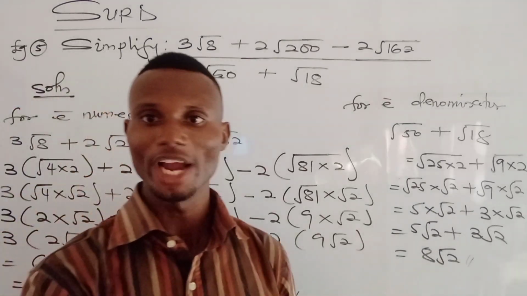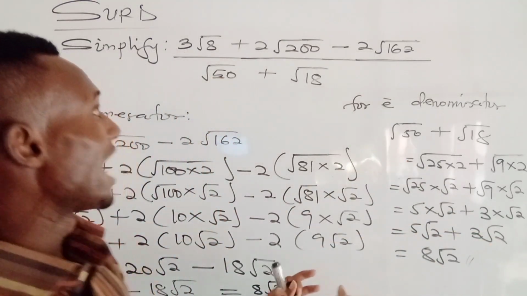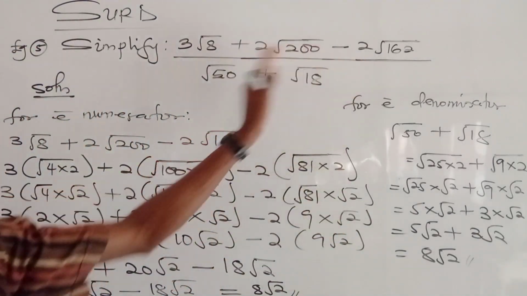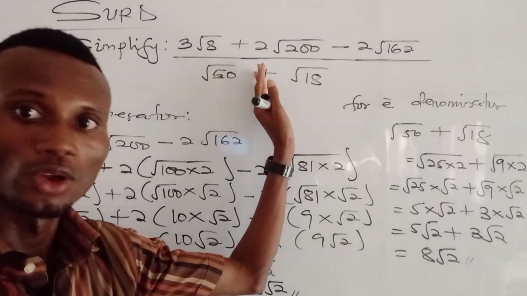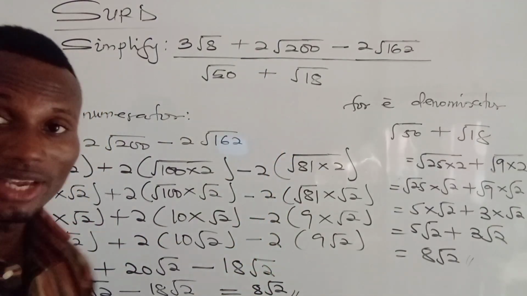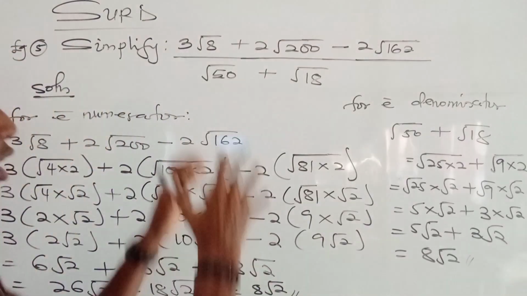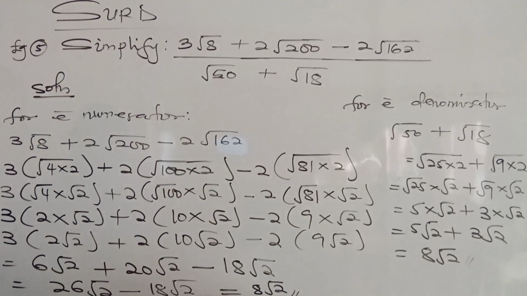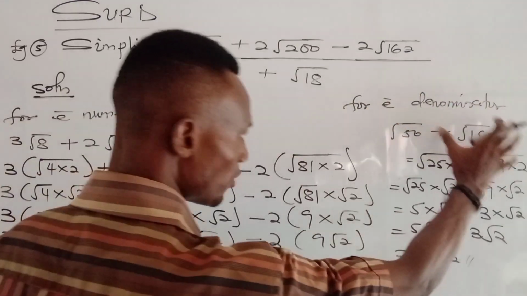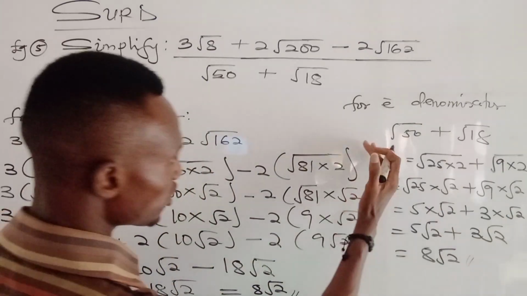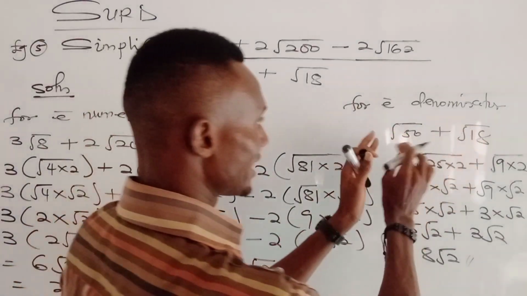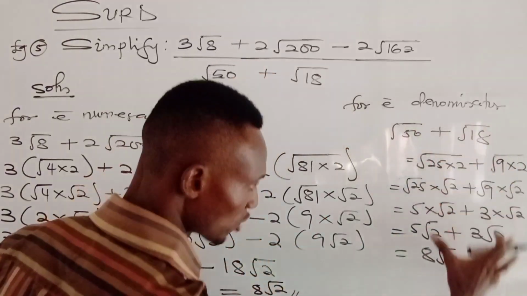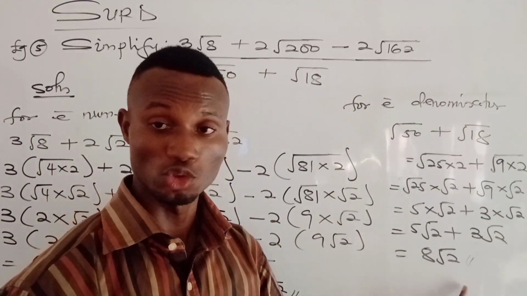Okay, so now we have to join everything together. I need more space to continue, so I'm going to clean this side so that we can continue from here. I hope you get the explanation up to this point. We did for the numerator and we are getting 8 root 2. We went through the process, we got 8 root 2, and we've done for the denominator as well. This is the denominator, so don't confuse it with this one. This is the denominator, which is square root of 50 plus square root of 18, and that is what you've solved, and we are getting 8 root 2 as well.